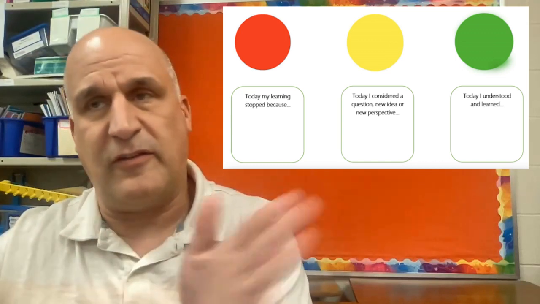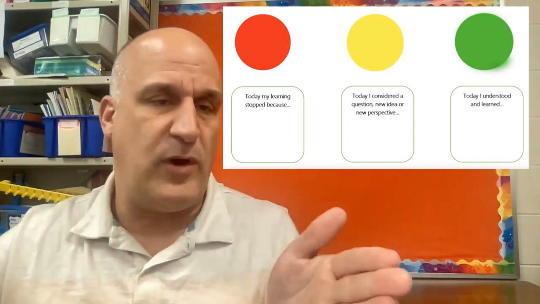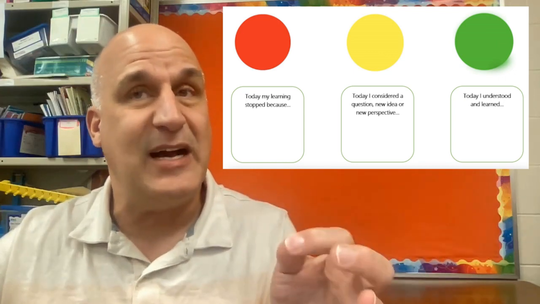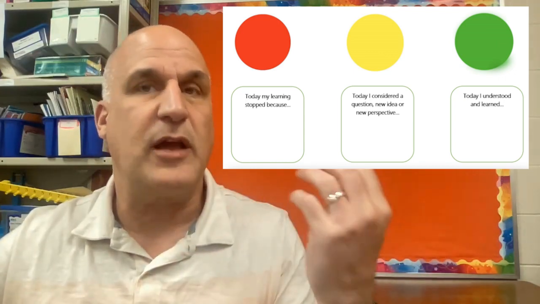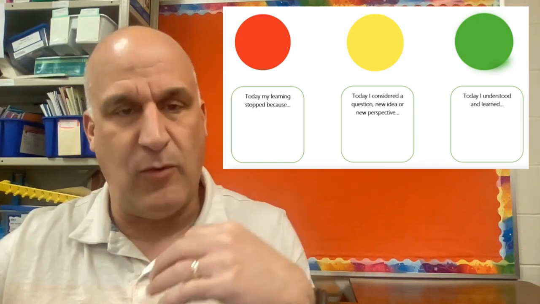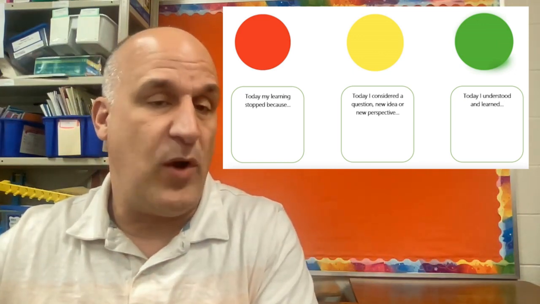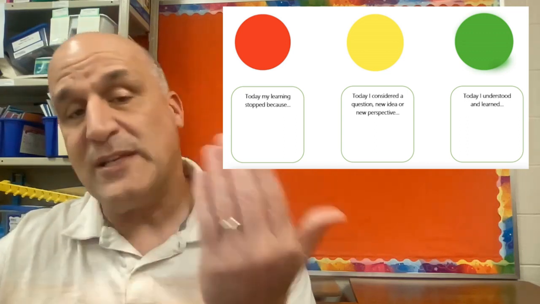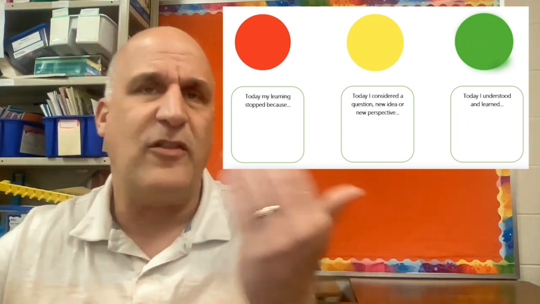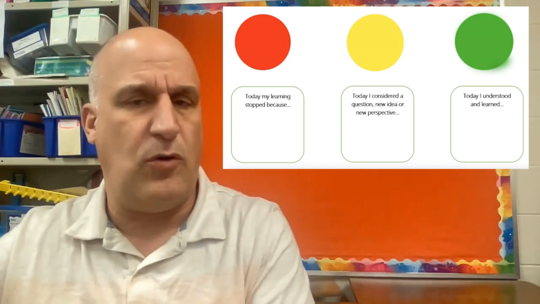Okay, this is the stoplight one. You can see the red one here. Today my learning stopped because... So this is going to allow them to look at what are my weaknesses, what are things that get in my way. When they're doing the yellow one, it's today I considered a question, new idea or new perspective. And what was that new idea? Why did you consider it? How did this help you get towards your goal?